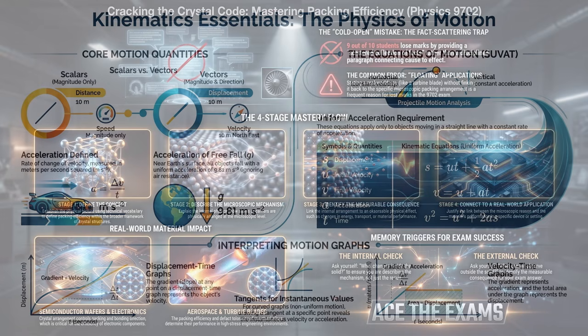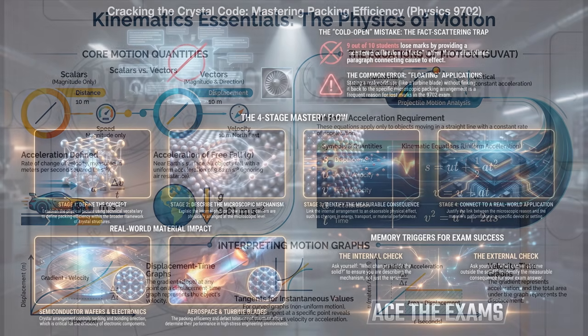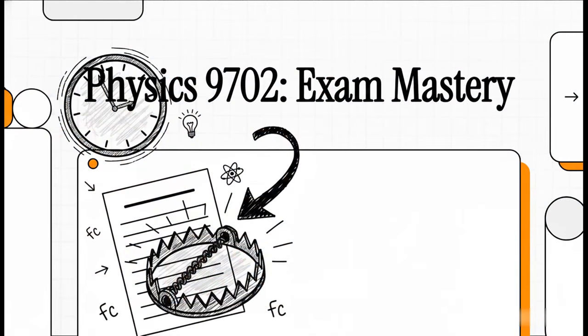Welcome to this explainer. Today, we're going to dive straight into the fatal errors that quietly cost Cambridge AS and A-level physics students their top grades. I want you to picture this. You're sitting in the exam hall, the clock is ticking loudly, and you see a seemingly straightforward question.